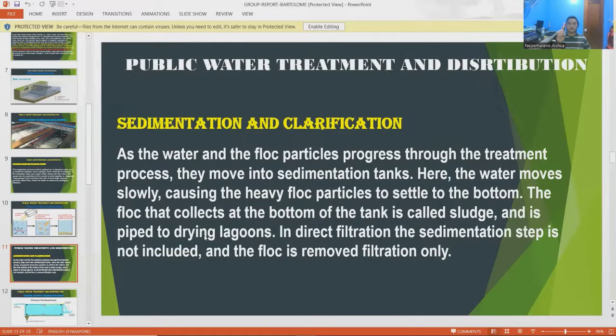What is collected at the bottom of the tank is called sludge, and it is piped to drying lagoons. In direct filtration, the sedimentation step is not included, and the flock is removed by filtration only.